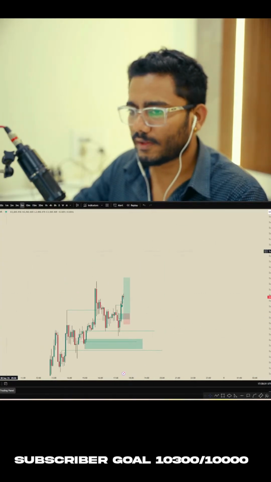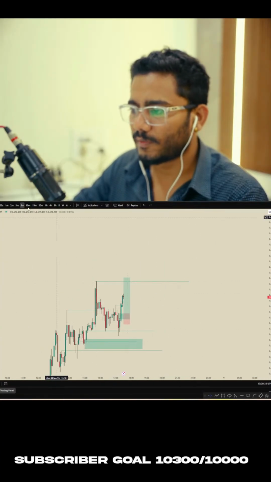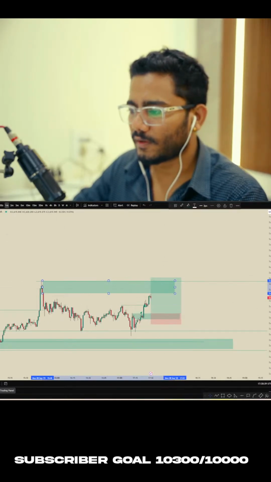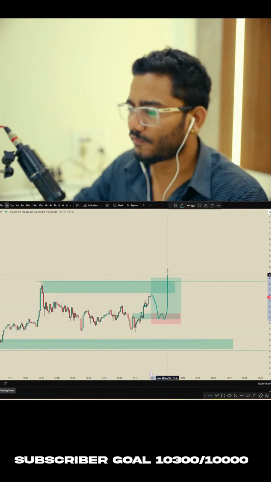So we could get a reaction from this area on 1 minute. So this is the order block where we can get a downside reaction. We'll look for confirmation, then only we'll look for entry. We'll not look for direct entry.